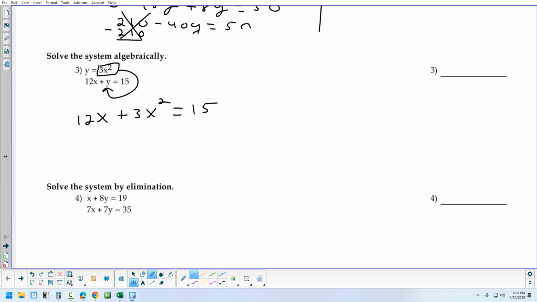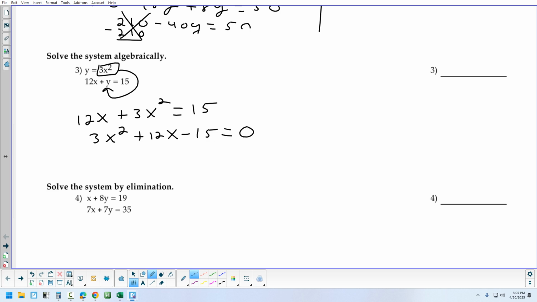And what kind of equation is that? A quadratic. Yeah, that's a quadratic. So because it's a quadratic, we want to get it equal to what number? Zero. Yeah, get it equal to 0. What would be the easiest way to get that equal to 0? Subtract the 15 from both sides. Yep. So I'm going to write it as 3x squared plus 12x minus 15.